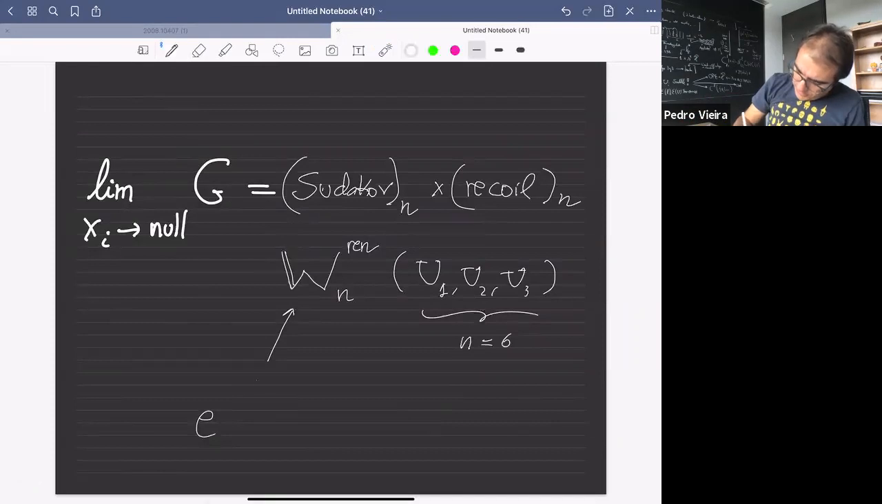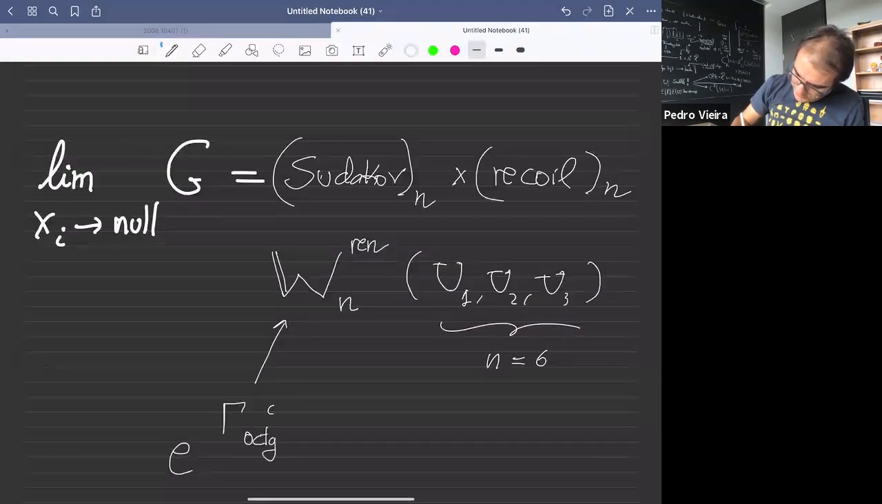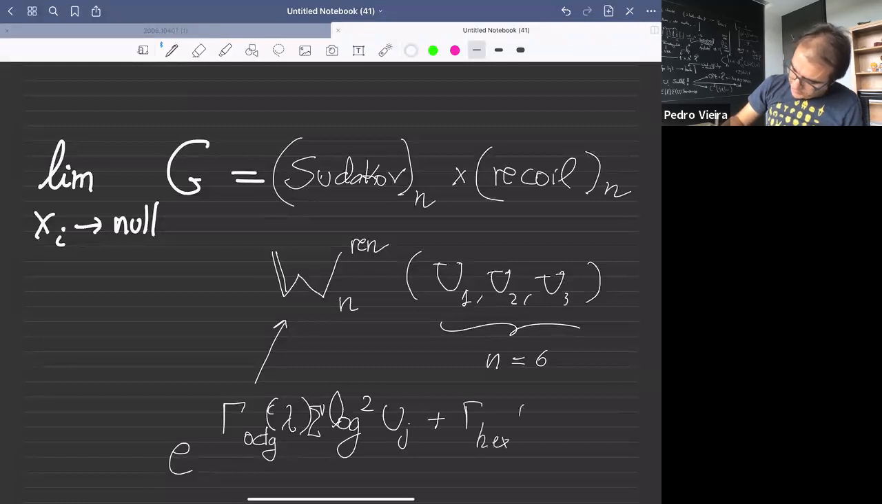And they predict that this object should be a sum of two functions. One is called the cusp anomalous dimension, gamma octagon, that depends on lambda, times log square of some combination of u's, for example, something like that. I'm being schematic, but it's morally speaking correct. Plus another function, gamma hexagon of lambda, times the summation over the other possible logs that could appear, which is log i, log j.